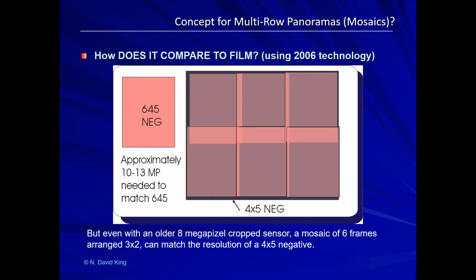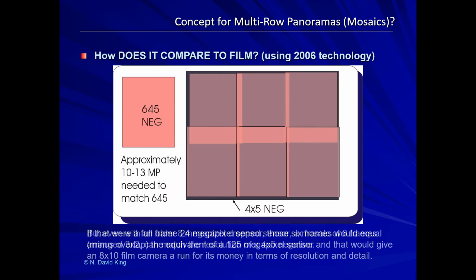So what do we have here? Even with this older 8 megapixel sensor, 6 frames can match a 4x5. But let's say we came into modern day, and now we've got a 24 megapixel sensor. This would equal the equivalent of a 125 megapixel sensor with just 6 frames. That'd be enough to give any 8x10 a run for its money.